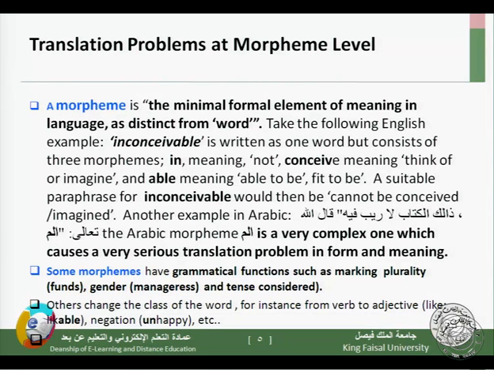Now, this is just an example about morphemes in English. They cause difficulties, by the way, in translation. Now, another example I've chosen from Arabic, and it is very complex, but it's a morpheme. It's one sound, but it has a meaning. I've never ever seen a morpheme in Arabic as difficult as this, and I'm sure the majority of you would agree with me.